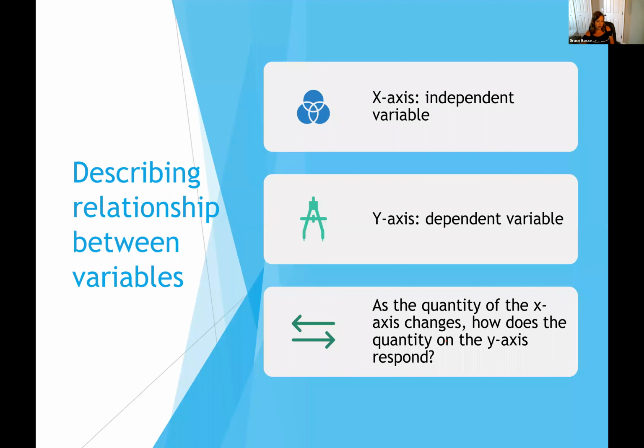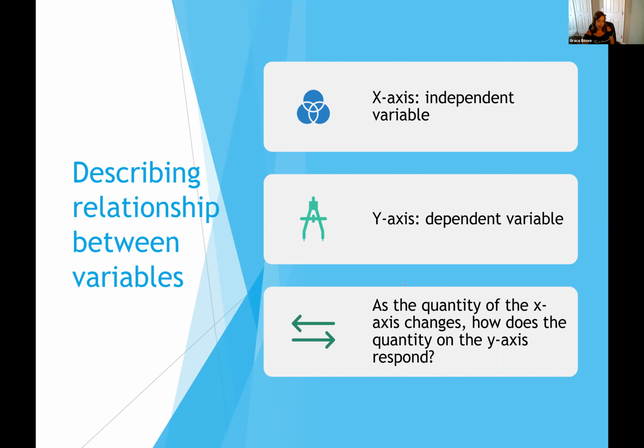The last thing I want to talk about is describing the relationship between variables that are being graphed. We typically put the independent variable on the x-axis and the dependent variable on the y-axis. This implies that the x-axis is going to change, and we want to see how the y-axis is changing because of that. So the y-axis is the thing that is dependent. We're seeing how it depends on the thing that's being graphed on the x-axis. So you really want to ask yourself, as this x-axis is changing, how is the y-axis changing in response to that?